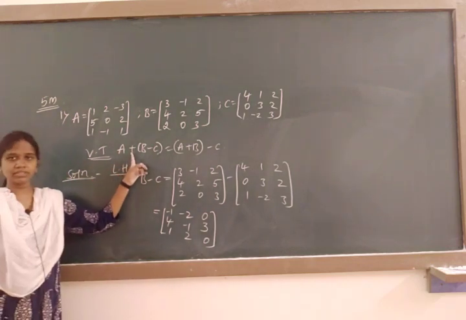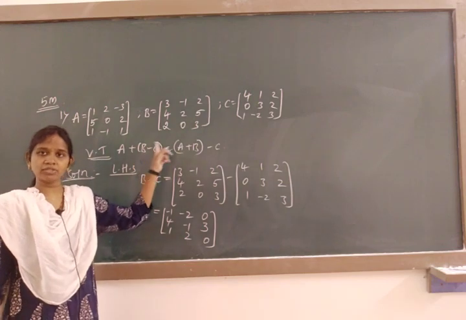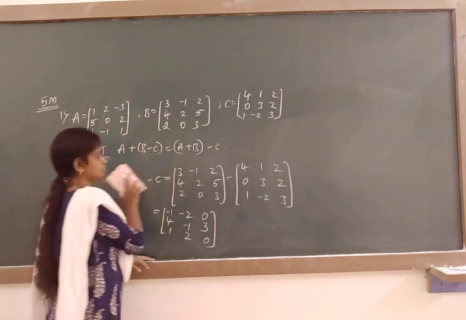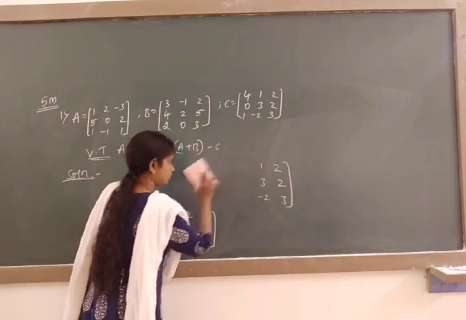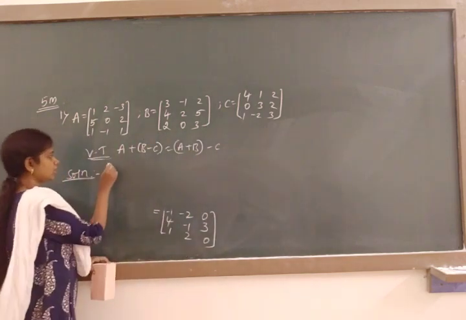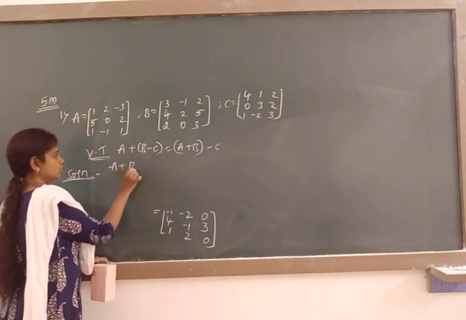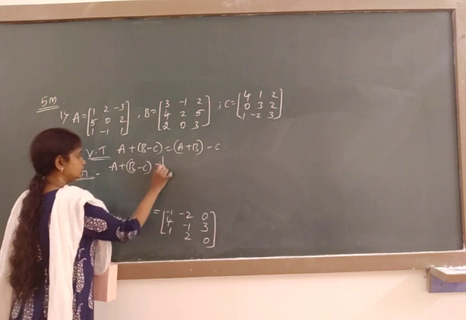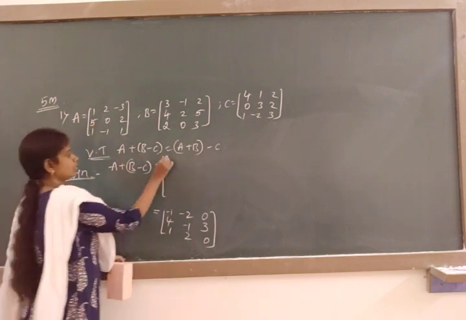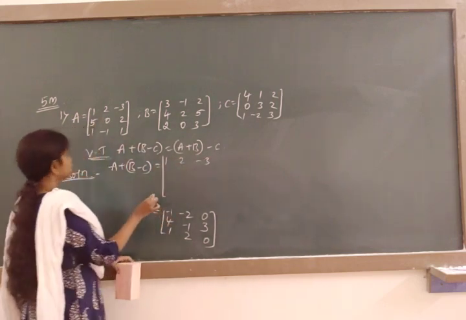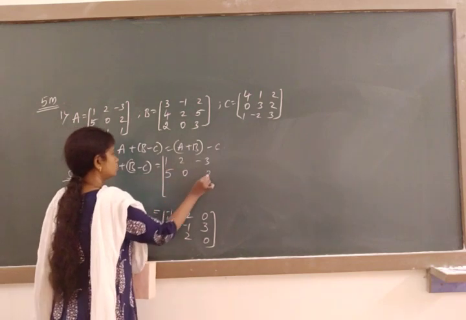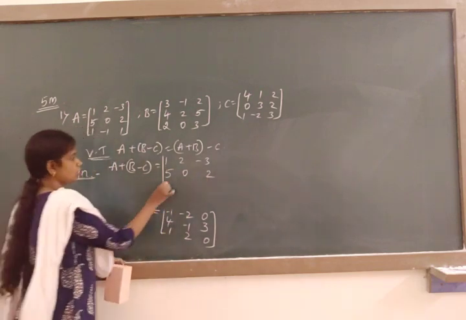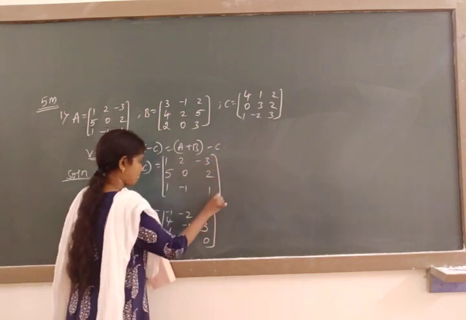But what is our LHS? The complete LHS was A plus of B minus C. Now take A plus of B minus C is equal to. What is A value? [1, 2, -3; 5, 0, 2; 1, -1, 1].